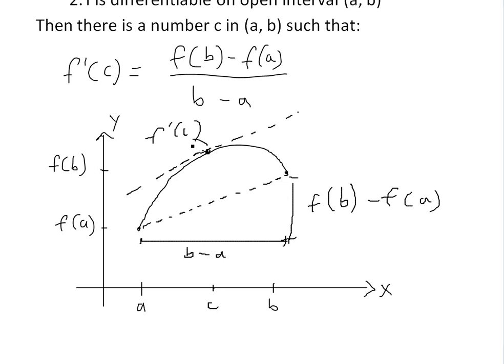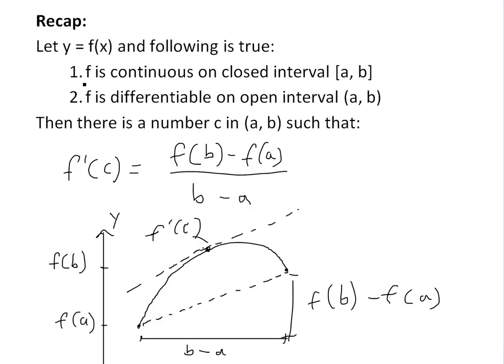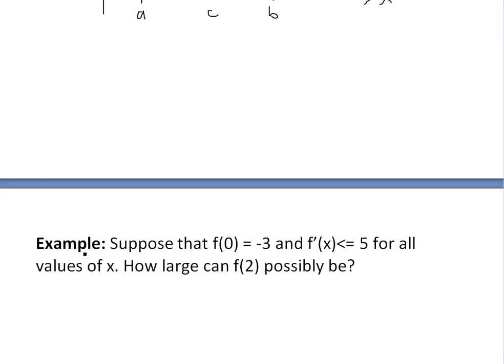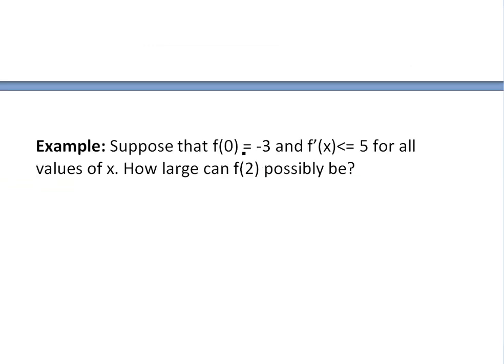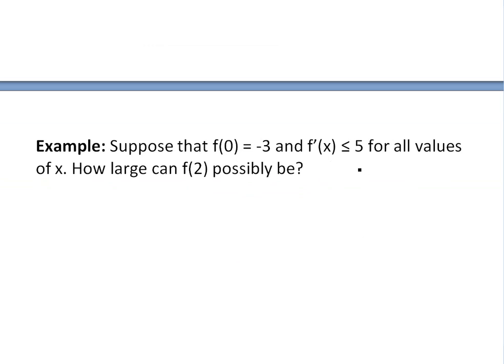So anyways, that's just a quick recap. You can see more on this in the video link below. I go into detail on the basic mean value theorem. So the example I want to go over is this one here. It states, suppose that f of 0 equals -3 and f prime of x is less than or equal to 5 for all values of x. Now the question states, how large can f of 2 possibly be?